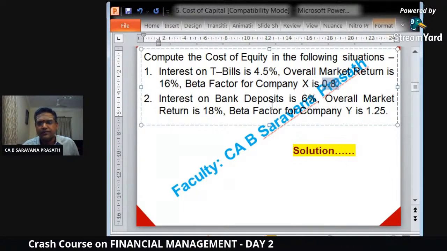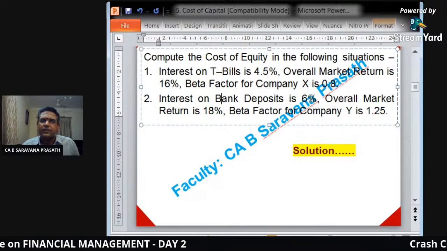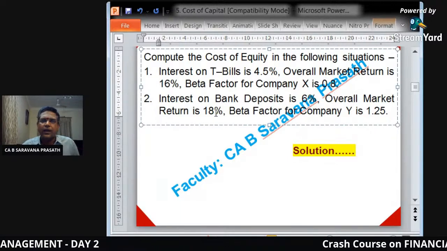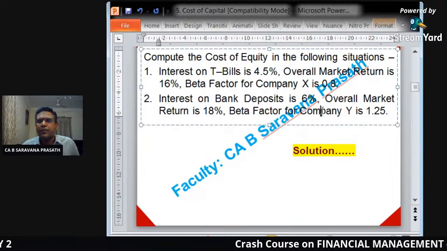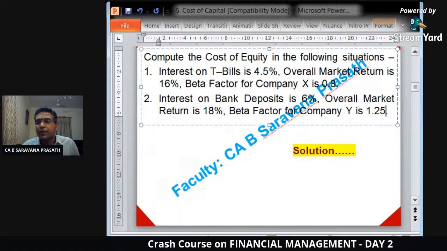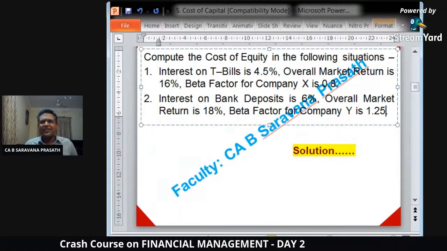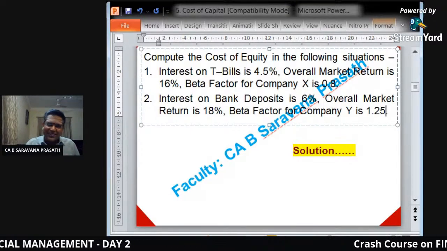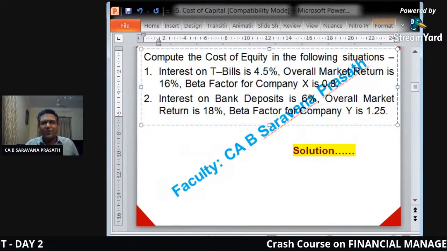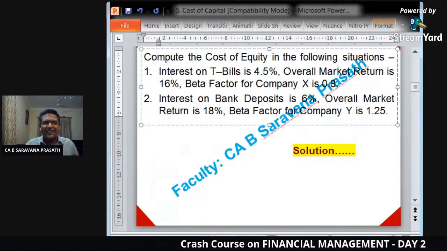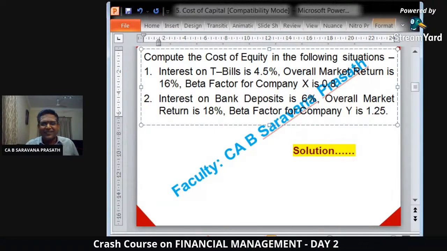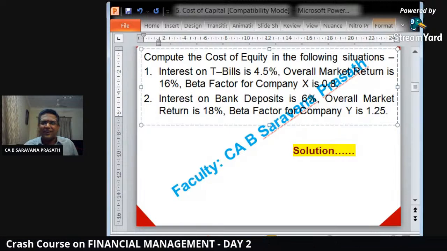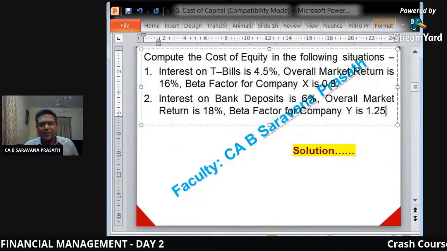Second calculation. Interest on bank deposit is 6%. Overall market return is 18%. Beta factor for company Y is 1.25 times. A very direct application of the formula. I will pause for a while. You can do the calculation and tell me what is the number for company X and for company Y.